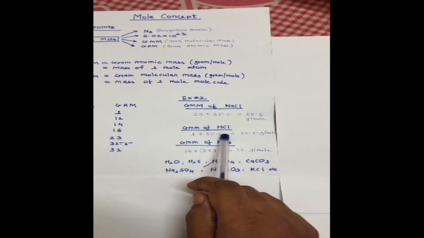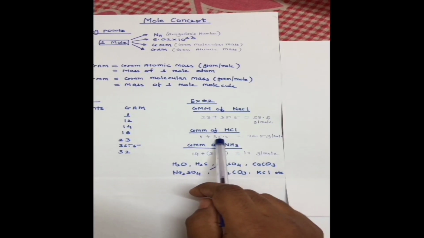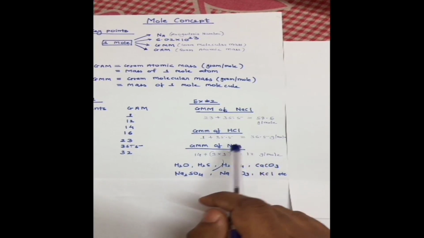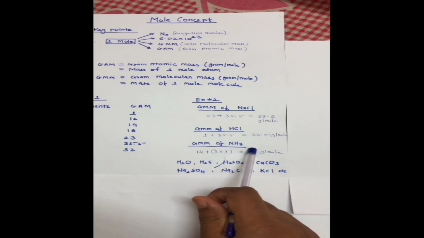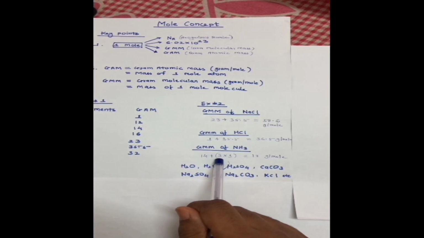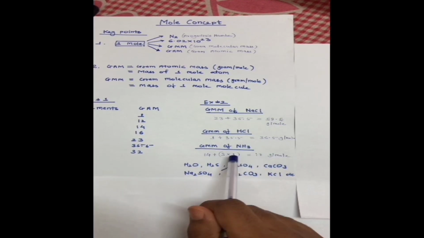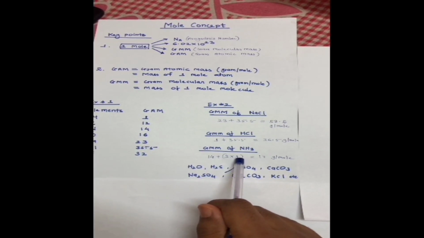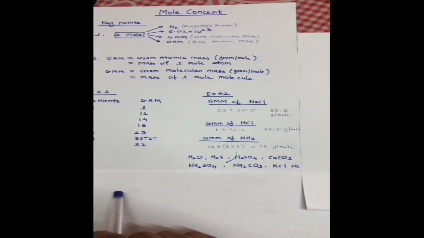Similarly, in case of hydrochloric acid, the sum of atomic mass of hydrogen and chlorine is 36.5. Similarly, in case of ammonia, gram atomic mass of nitrogen is 14. Here there are 3 hydrogens, therefore first we put 3, and this 3 will be multiplied by gram atomic mass of hydrogen, that is 1. That means 3 into 1. Now take the sum of both, that is 14 plus 3, the answer is 17, and the unit is again gram per mole.